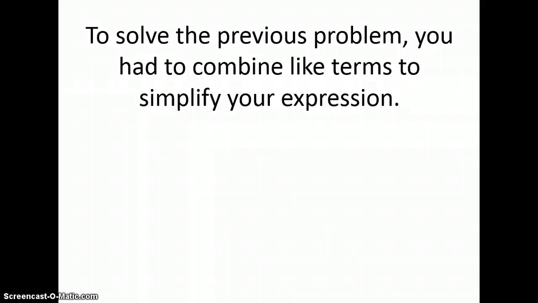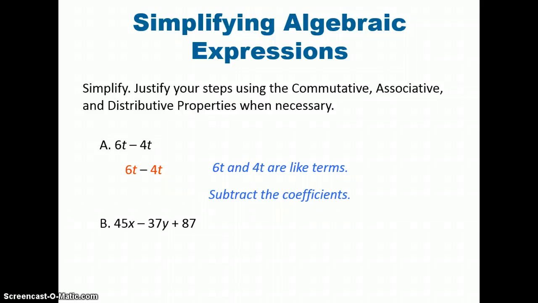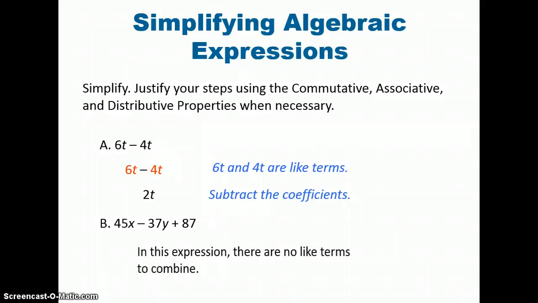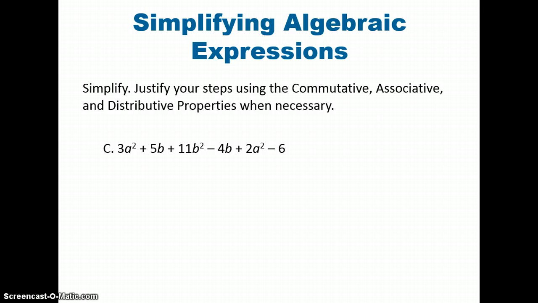So to solve the previous problem, we had to combine like terms to simplify our expressions. Let's look at some more examples. In example A, 6t and 4t are like terms. So all I would need to do is subtract the coefficients to get 2t. In B, I might notice that in this expression, there are no like terms to combine. So this is as simplified as this expression can get. I leave it alone.